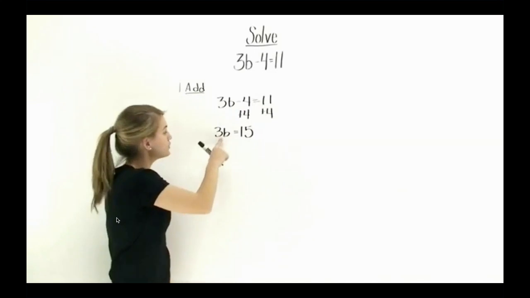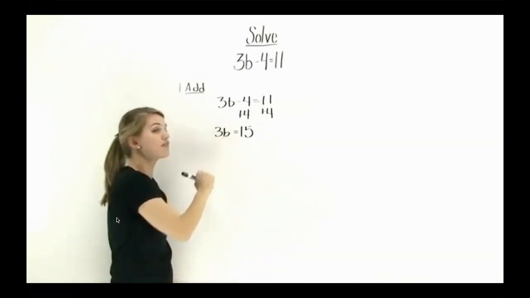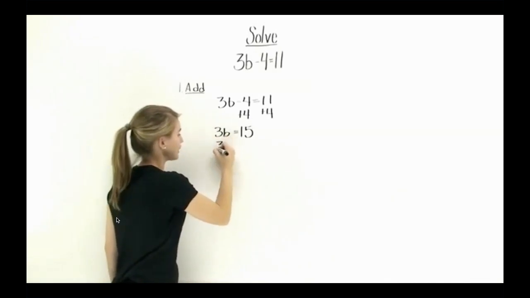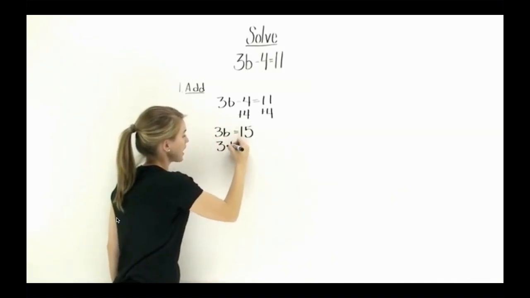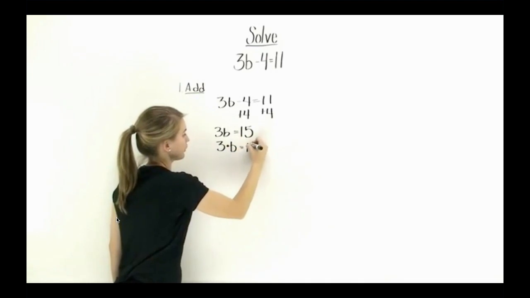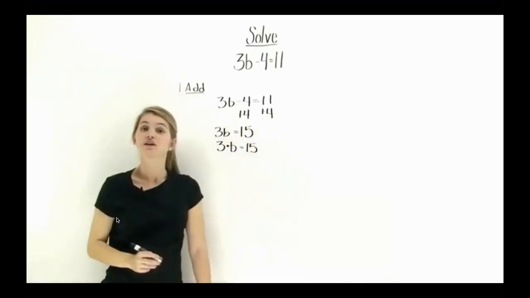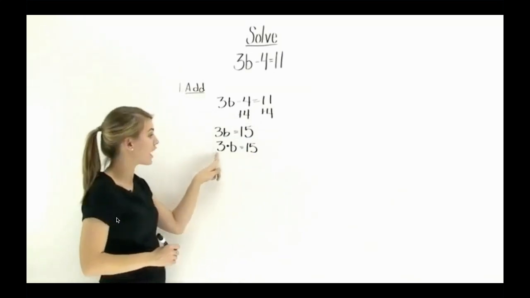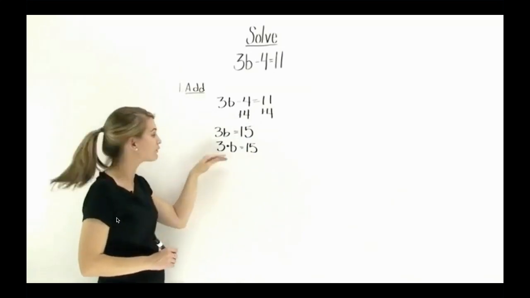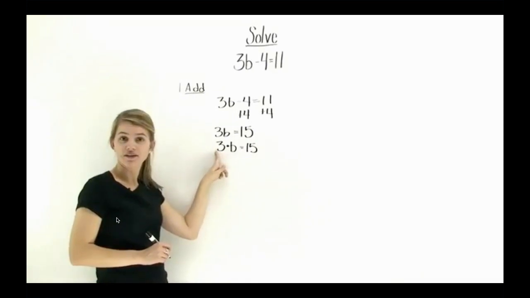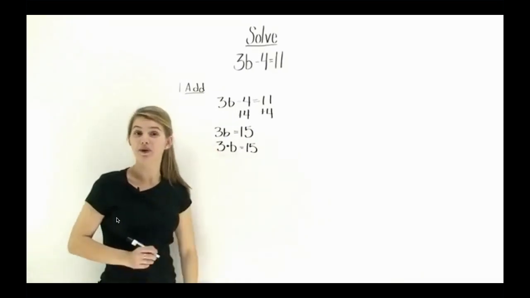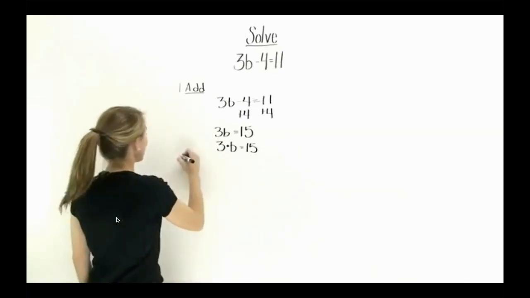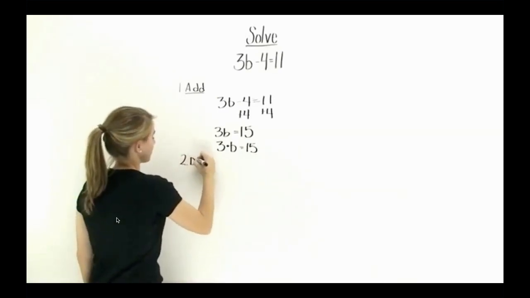Remember, when there's no symbol in between a variable and a number, there's what's called an implied multiplication. This is the same thing as 3 times b. We're saying it's equal to 15. So we want to get b all by itself still, but we have this times 3 out front. How do we move this multiplied by 3? Well, what's the opposite operation from multiplication? It's division. So we want to divide the left-hand side of the equation by 3.